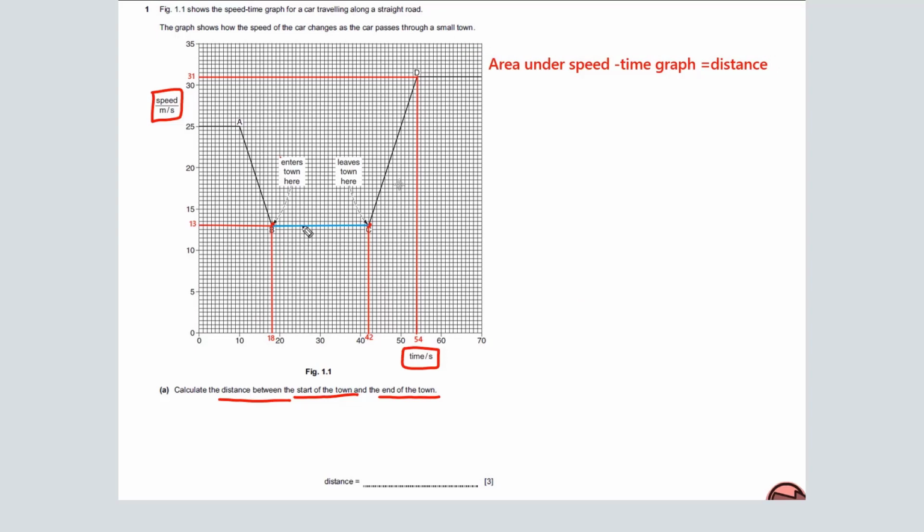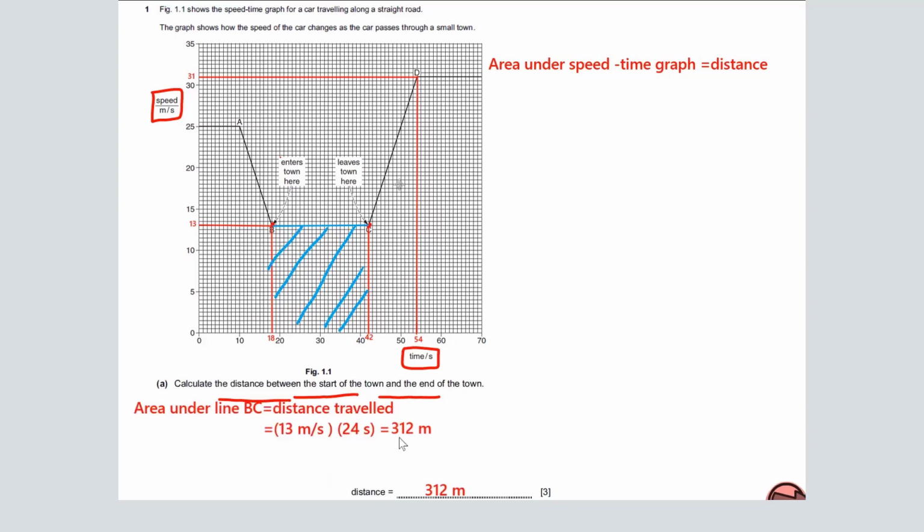We simply need to calculate the area under this line. You can see this is simply a rectangle, so we need to find the area of this rectangle. This is how we can answer now. The area under line BC is equal to distance, and this is our final answer.